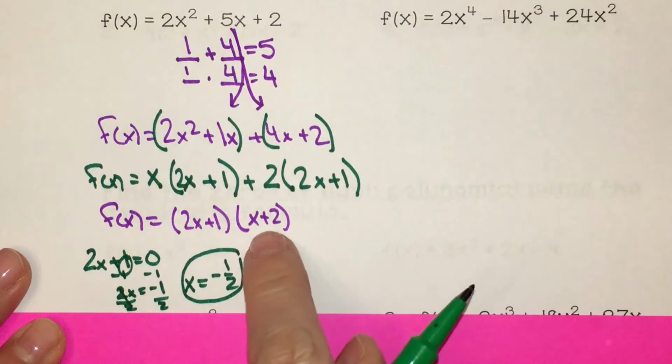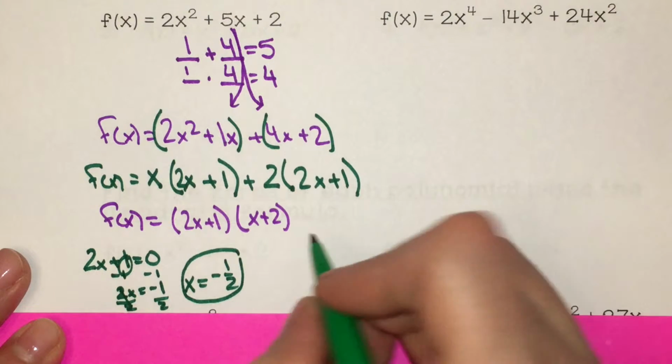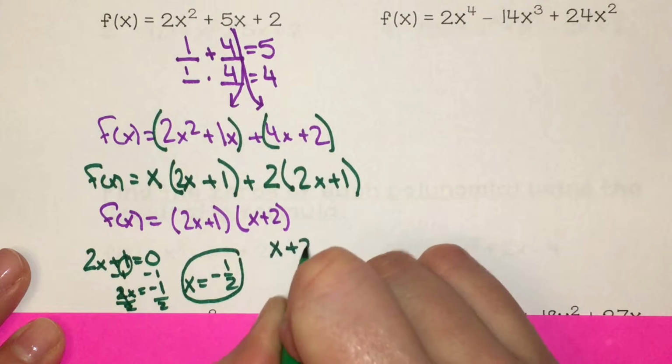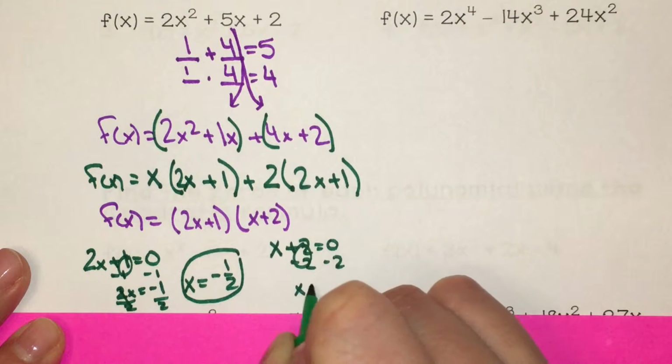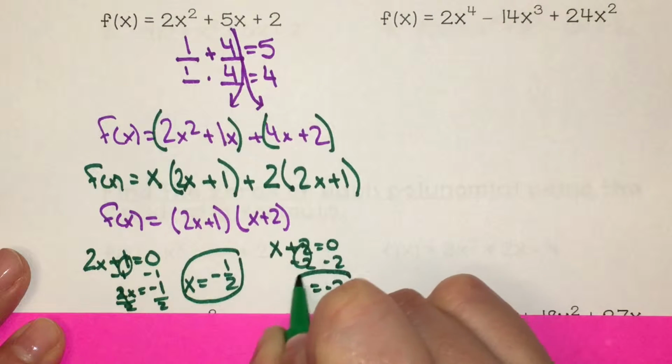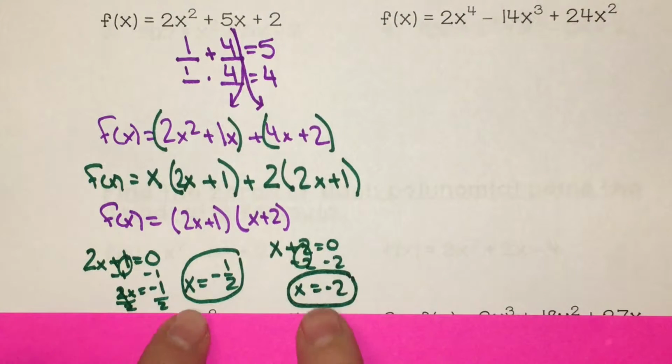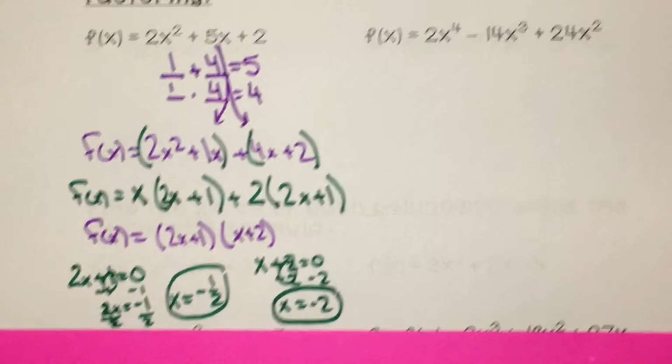That was just one of them. We have to do the other one also. Here we have x plus 2 equals 0. Subtract 2 on both sides, and x is equal to negative 2. Okay, so we have two x values. All right, so let's try one more.